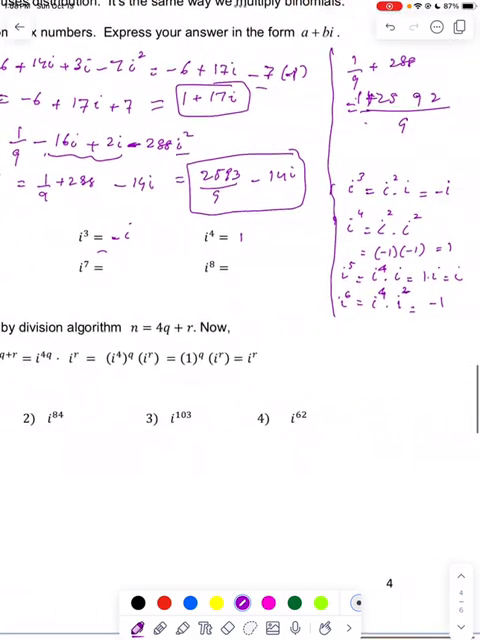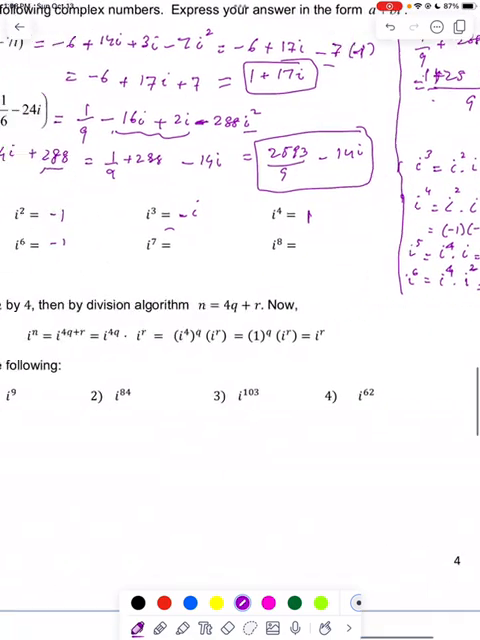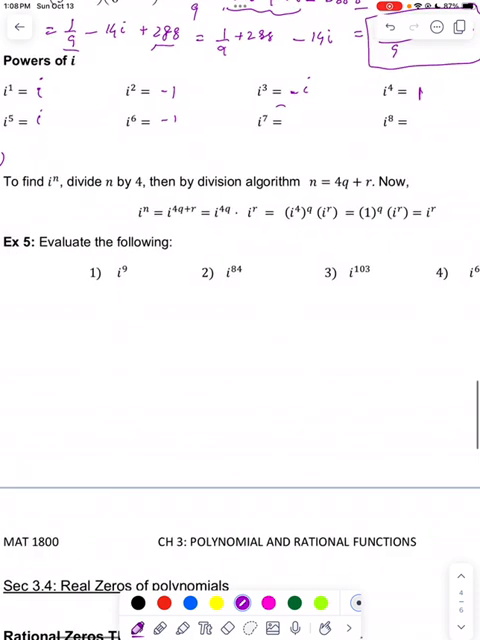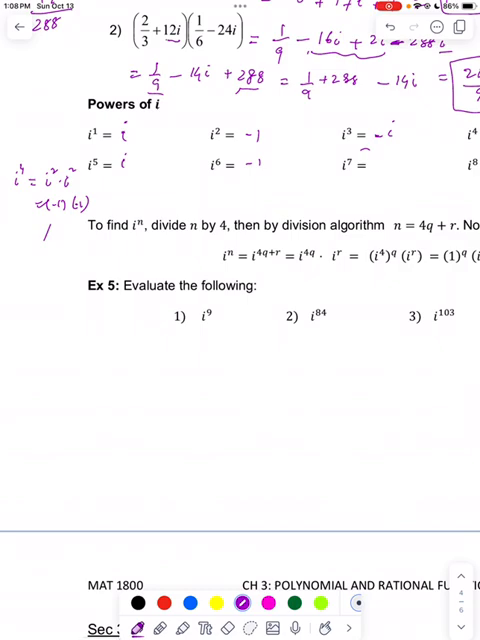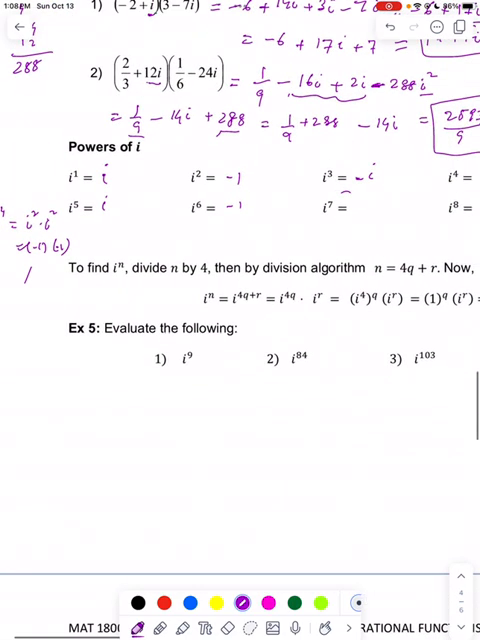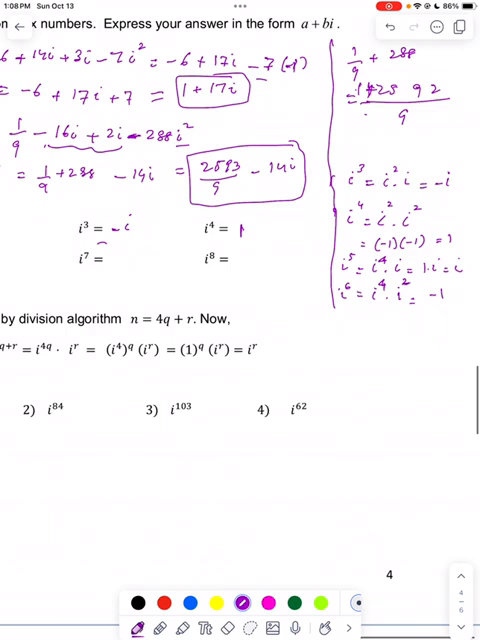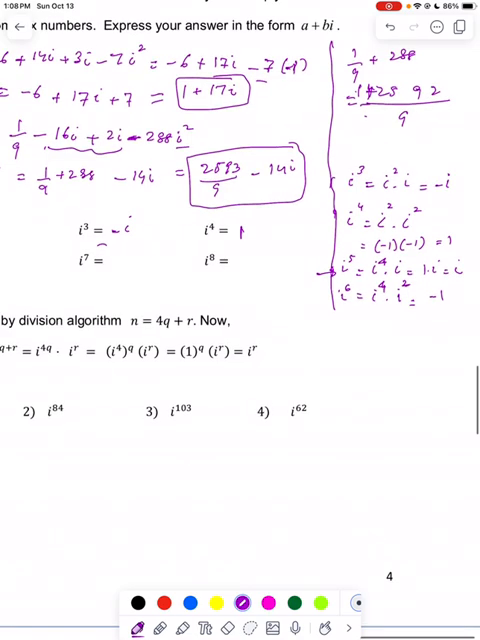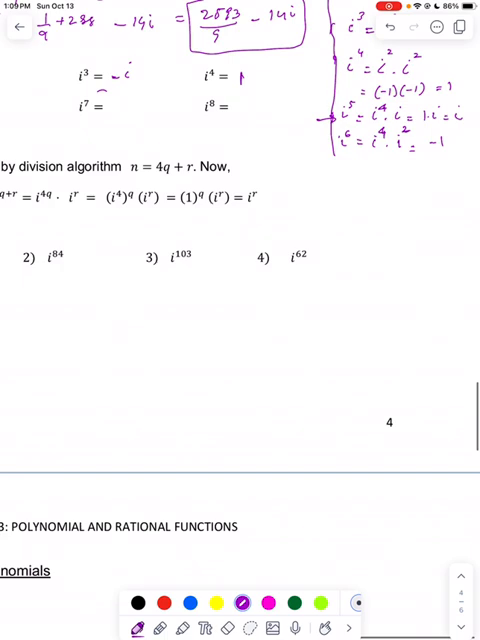Then i to the 5. So here on the right side I have done those. i to the 5 can be written as i to the 4 times i. We know i to the 4 is 1, so we get 1 times i, which is i. And then i to the 6 we can write as i to the 4 times i to the 2, and i to the 4 is 1, and i to the 2 is negative 1. So we end up getting negative 1.